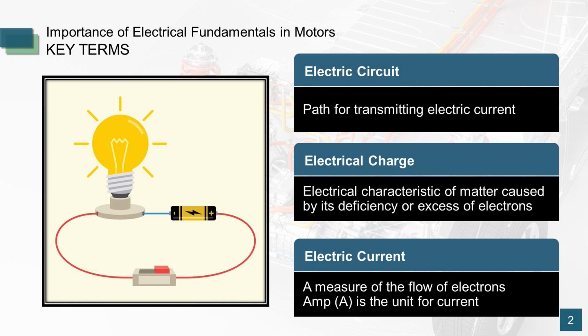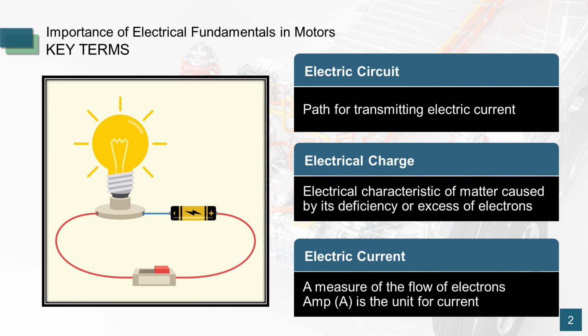An electric circuit is a path for transmitting electric current. It includes a device that gives energy to the charged particles constituting the current, such as a battery or a generator. Devices that use current, such as lamps, electric motors, or computers, and connecting wires or transmission lines.